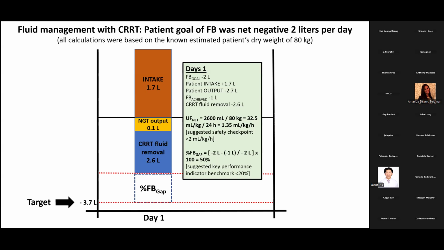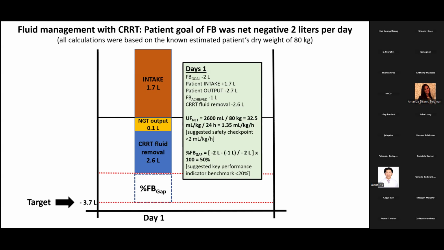Yes, there is a signal that if you do it too fast, probably it also could be detrimental for the patient. So the checkpoint of safety, if you want to incorporate in your practice, is to not exceed the 2 ml per kg per hour, unless, of course, you have a very clear indication and you will monitor that patient closely. And then the other parameter I want you guys to try to incorporate in your practice is the fluid balance gap.